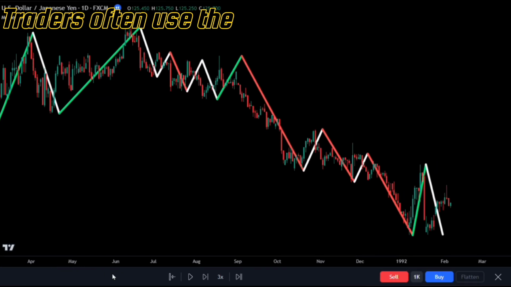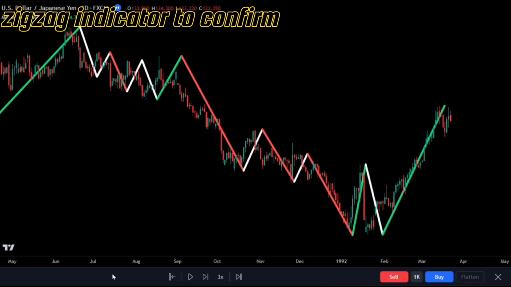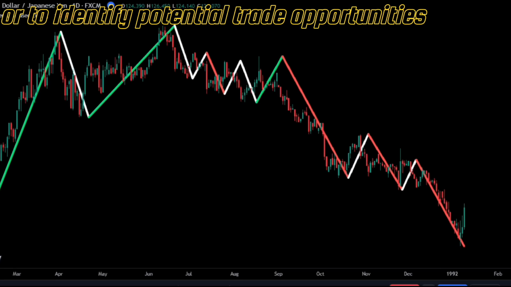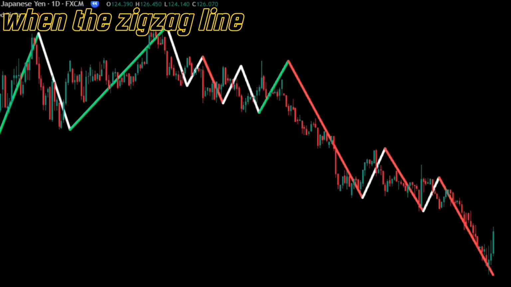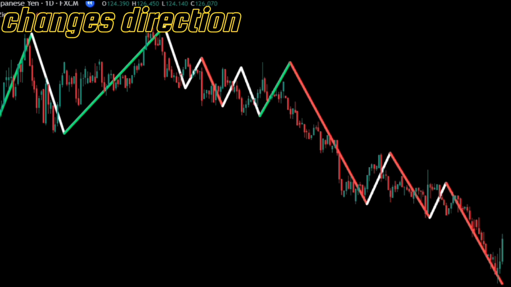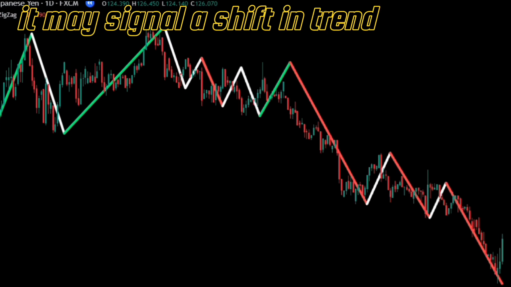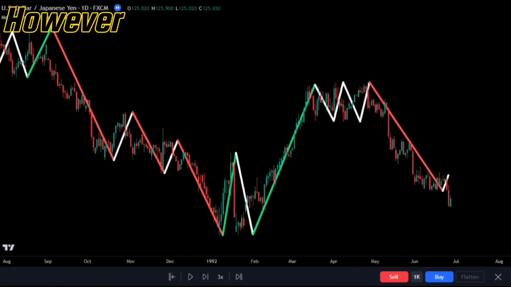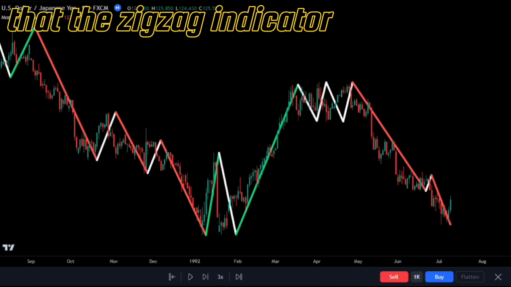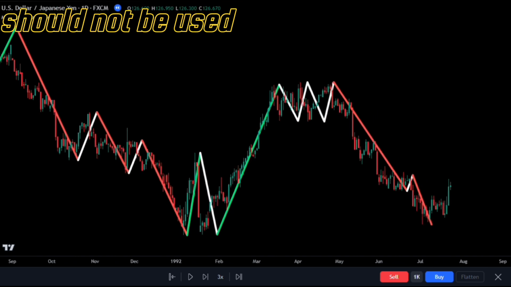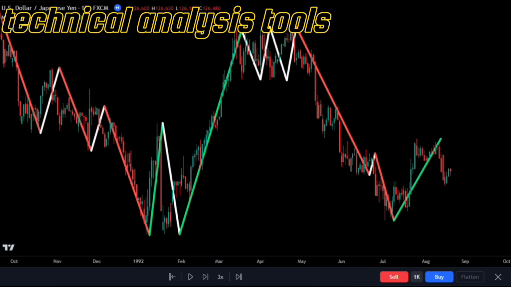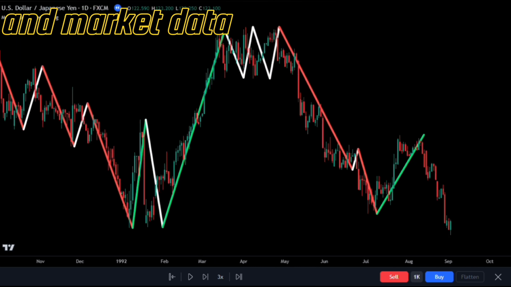Traders often use the zigzag indicator to confirm other technical signals or to identify potential trade opportunities. For example, when the zigzag line changes direction, it may signal a shift in trend or a potential entry point for a new trade. However, it is important to note that the zigzag indicator should not be used in isolation and should always be considered alongside other technical analysis tools and market data.